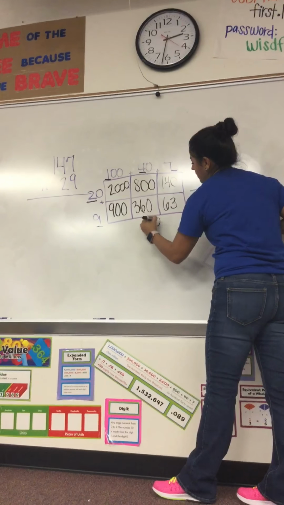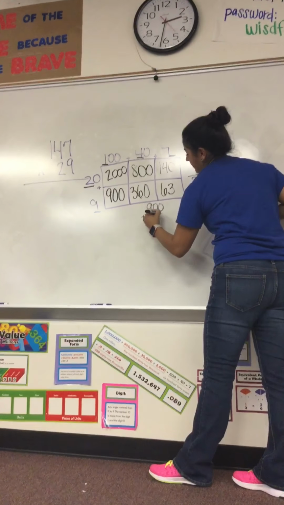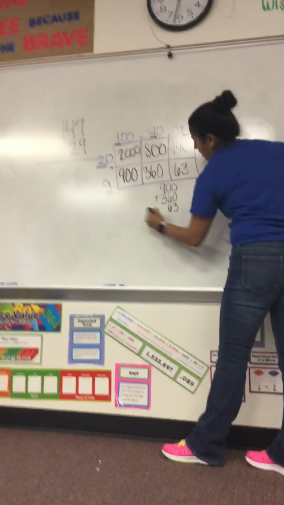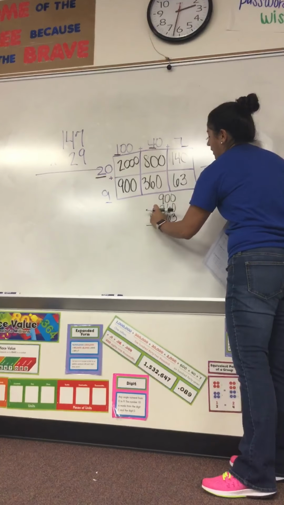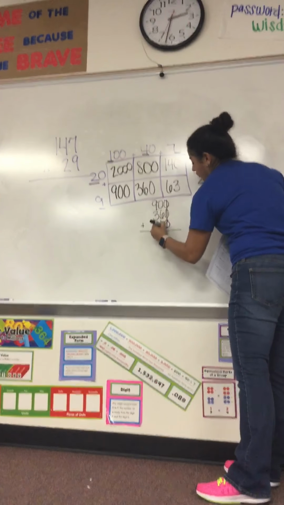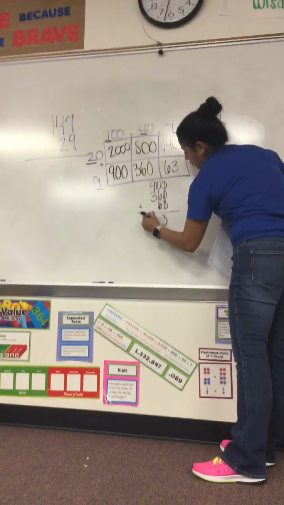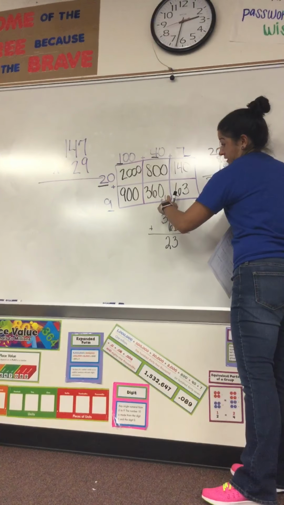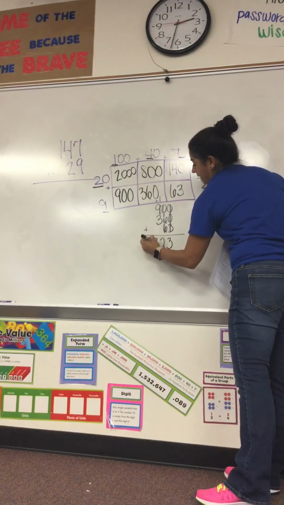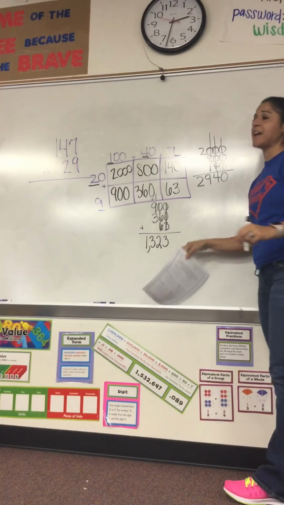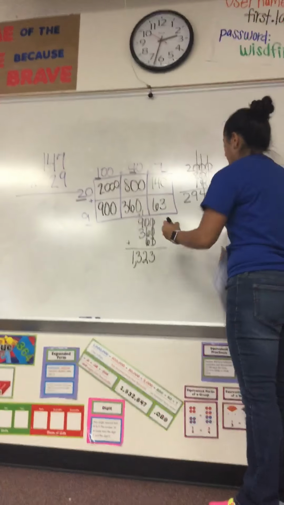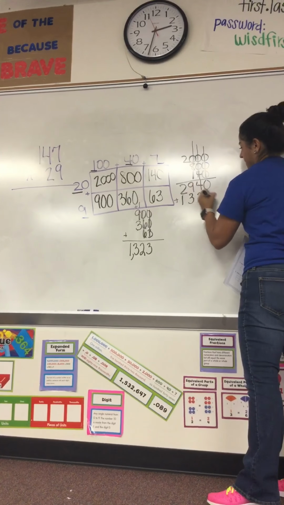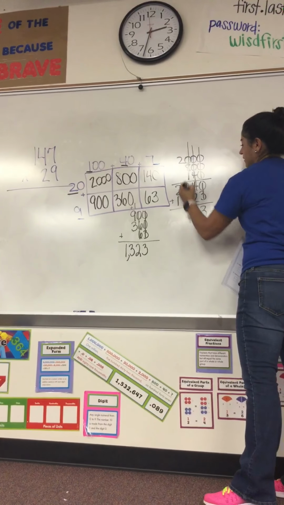Okay, and then 900 plus 360, plus 63, because lining up our place values is the most important thing when we're adding large numbers. So 3, 12, 9, plus 1, 10, plus 3, 13. Now I still have to add these two numbers together, right? So 2,940 plus 1,323. So that's 3, 6, 12, and 4.